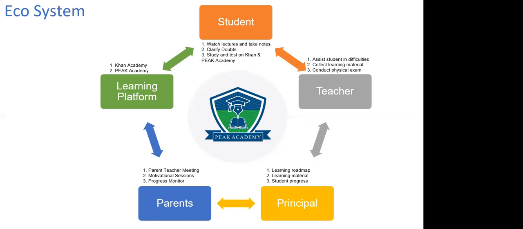A student is part of the system, and whether the student is doing good or bad, it is actually not the student, it is the system that is doing good or bad. So in the system, we have these 5 entities. They are highly connected to each other; the information flow has to be very seamless and regular. The job of the student is to watch lectures, make notes, clarify doubts with the help of his teacher, and then study on an LMS like Khan Academy and our Peak Academy LMS.